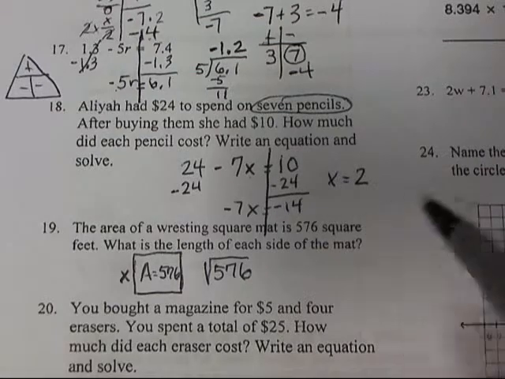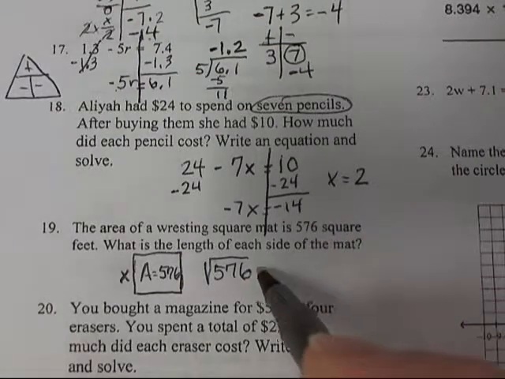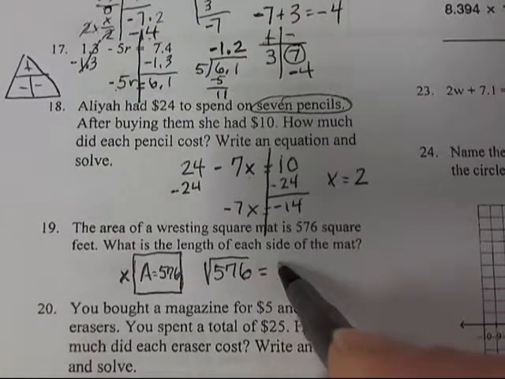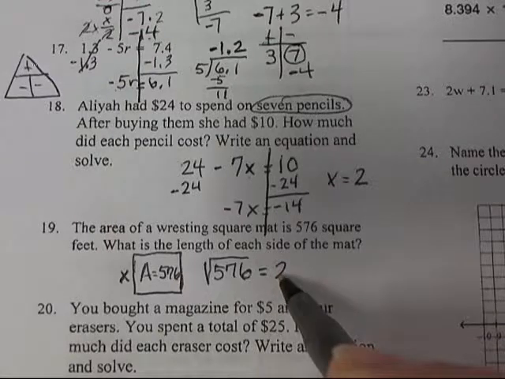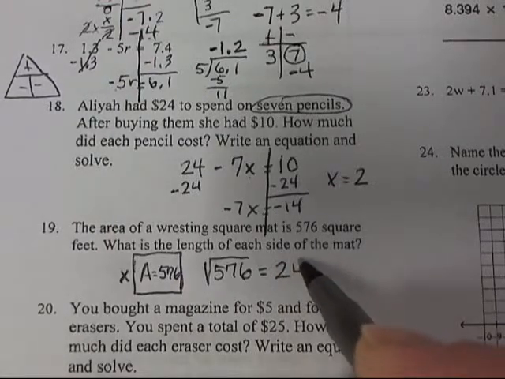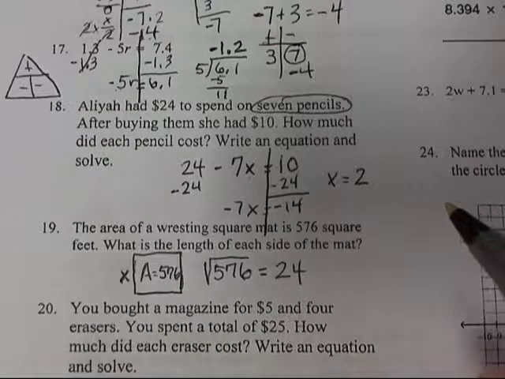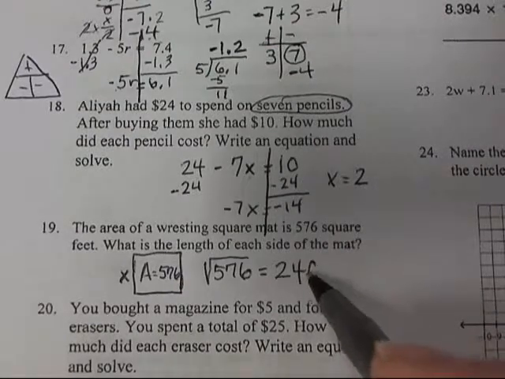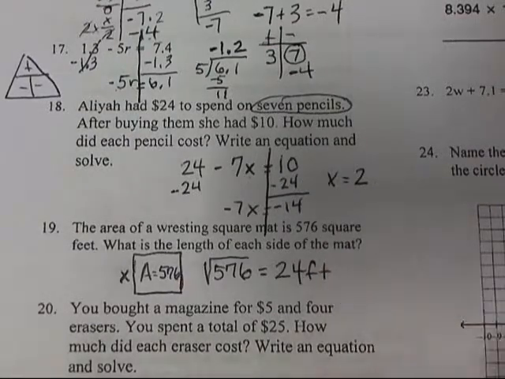So we take the square root of 576, and you'll see if you use your square root clock that we created in class that the length of one side is going to be 24 feet, and that would be our answer, 24 feet. Number 20.